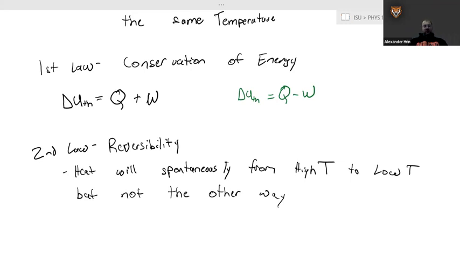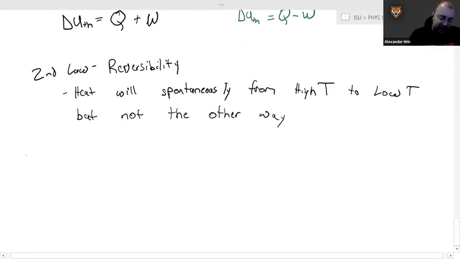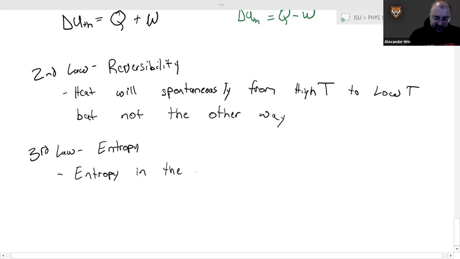And this is one of the things that is interesting about thermodynamics. A lot of it is about how you can rearrange heat and work and internal energies in order to get something useful out of the system, but you have to obey the second law, and that's basically that things happen only in one direction. Now, the third law, this is the law of entropy. Basically, it says entropy in the universe is increasing. That's the summary version.